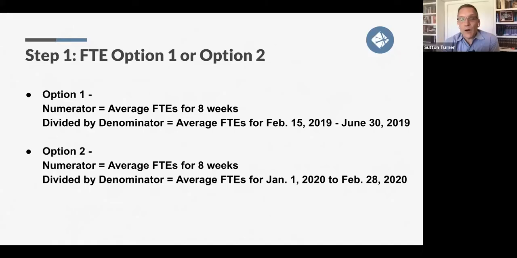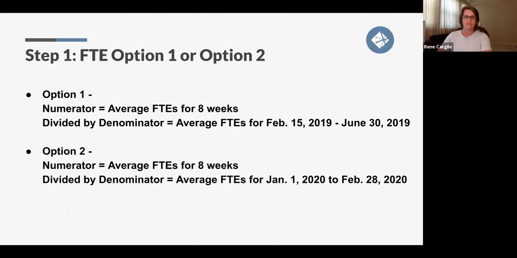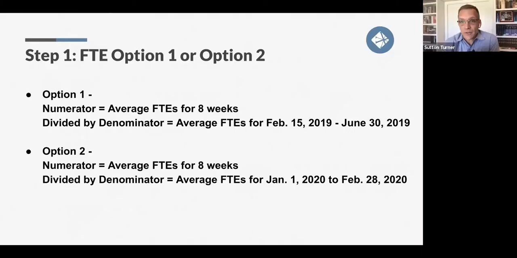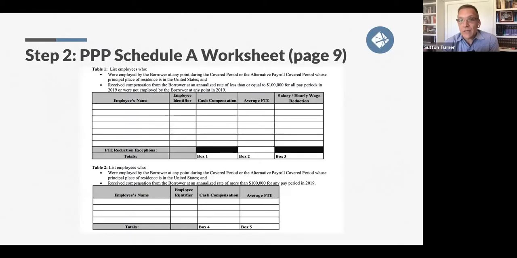Yes. Okay, so step 1, we're going to calculate our FTEs. This is going to be the first tab that you see in Renee's spreadsheet. The second tab, or step 2, is all the way back on page 9. Remember I said that we're going to work this spreadsheet from back to front, because the third page is basically your forgiveness application. So if you go back to page 9, the second tab on Renee's spreadsheet is this page 9.